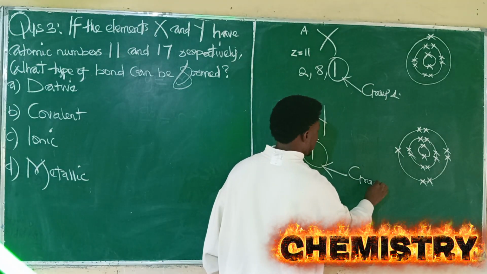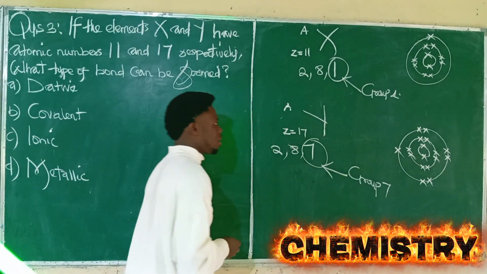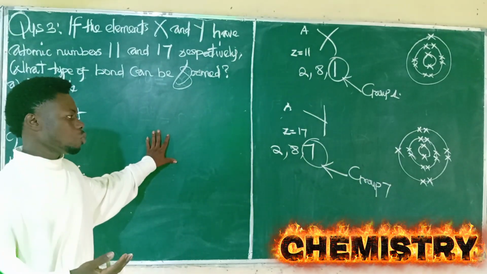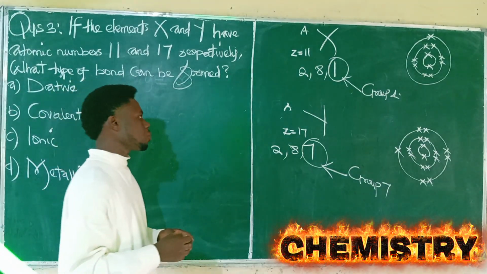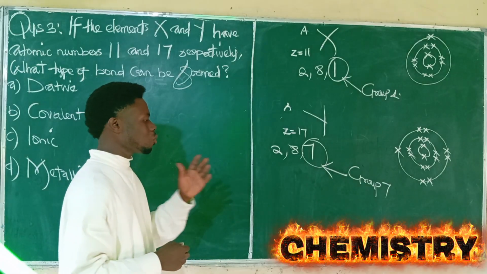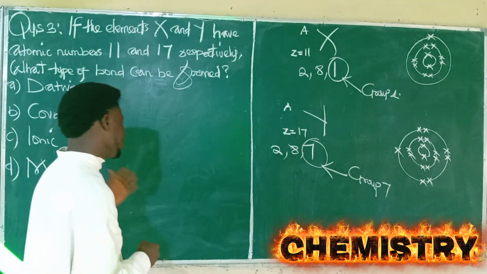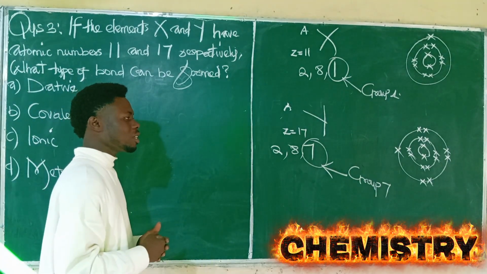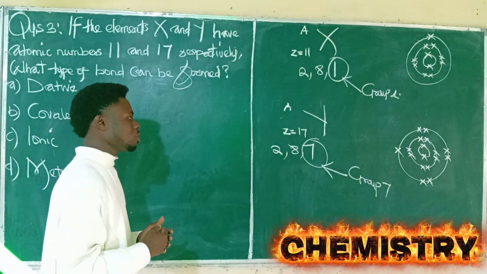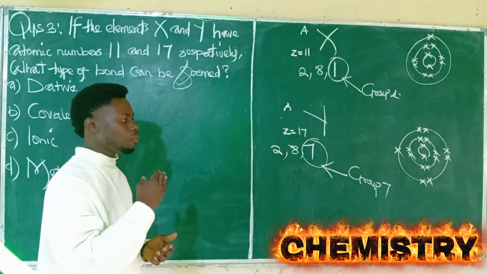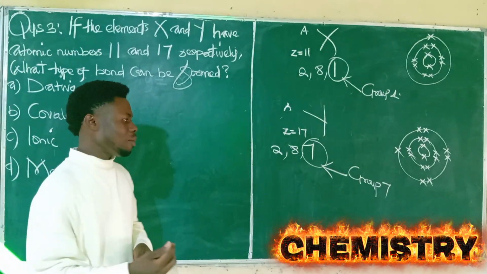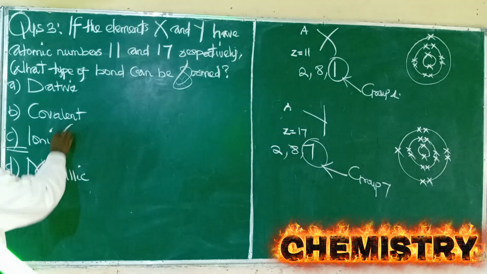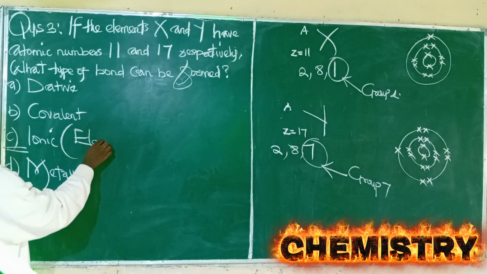This is group 7. Element X belongs to group 1 and element Y belongs to group 7. The bond formed between a group 1 element and a group 7 element is an ionic bond or an electrovalent bond. What is an ionic bond? An ionic bond is the bond formed when an electron is totally transferred from one element to the other element. So the correct option is option C, ionic bond or electrovalent.